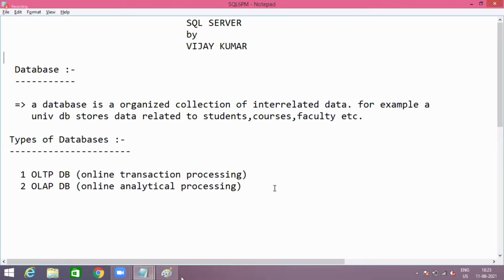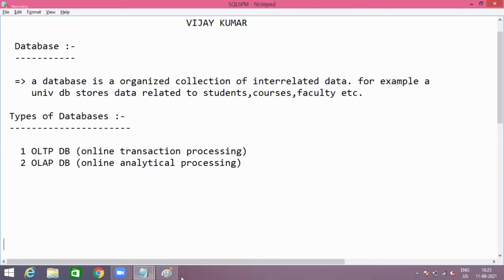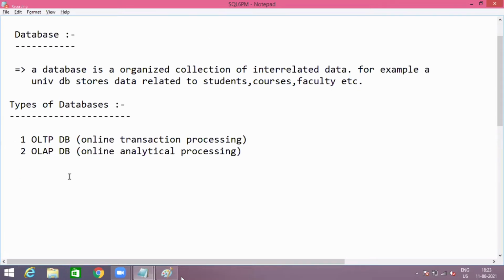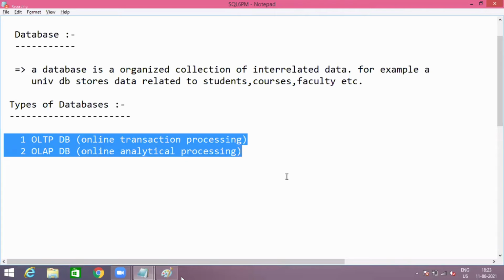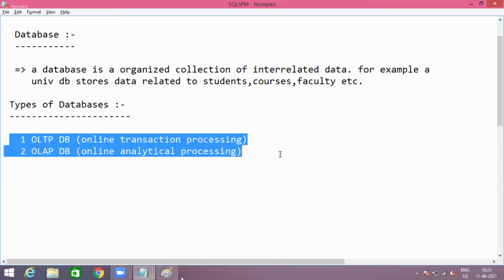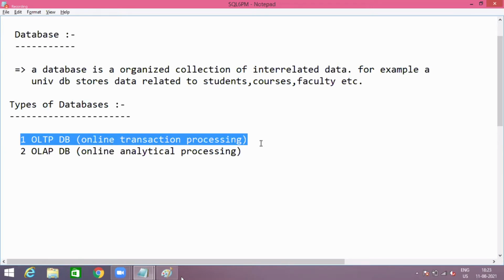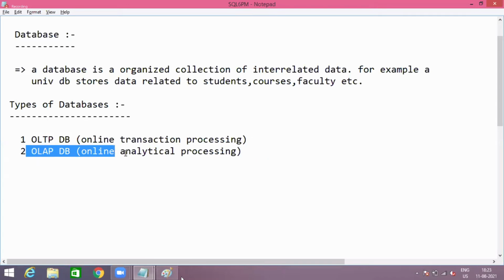So one is online transaction processing, another one is online analytical processing. Why are companies using two nowadays? Almost all companies use both databases. What is the difference between OLTP and OLAP? OLTP is used for day-to-day transactions. OLAP is used for analysis.